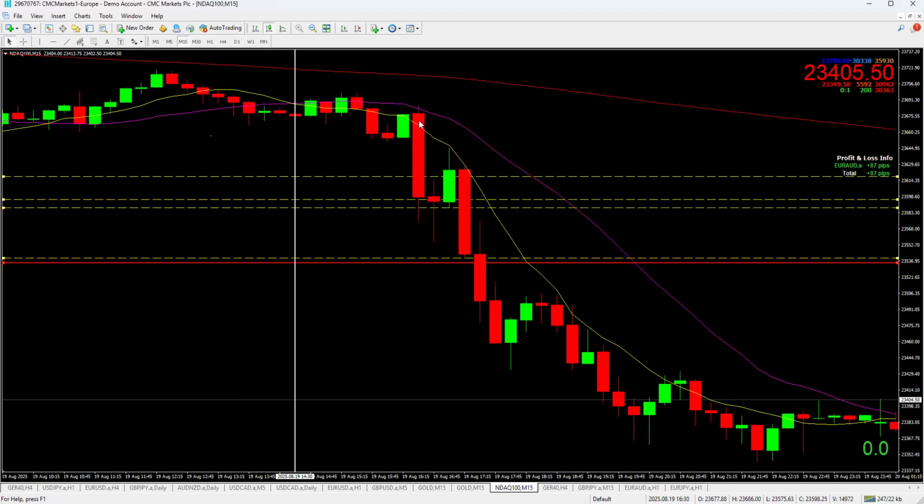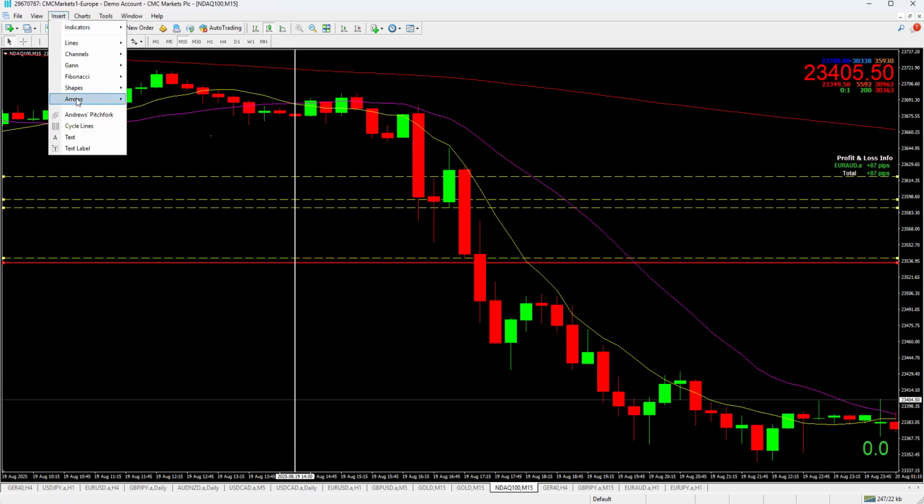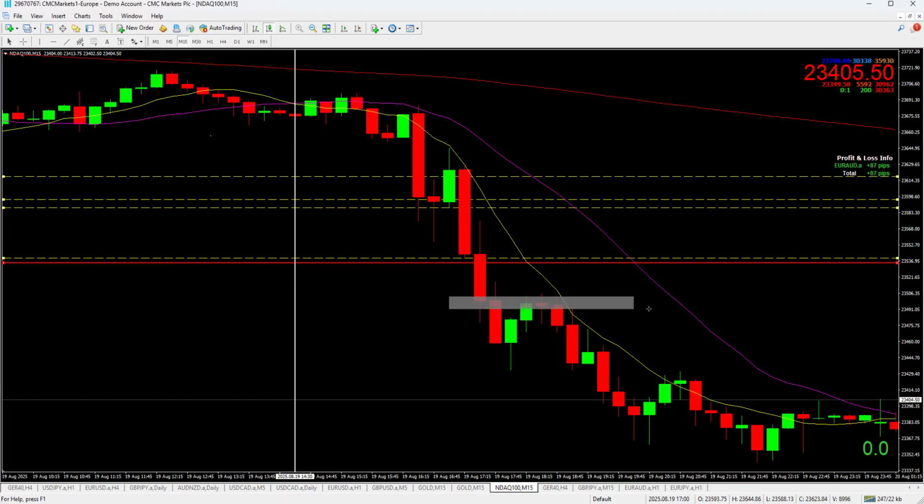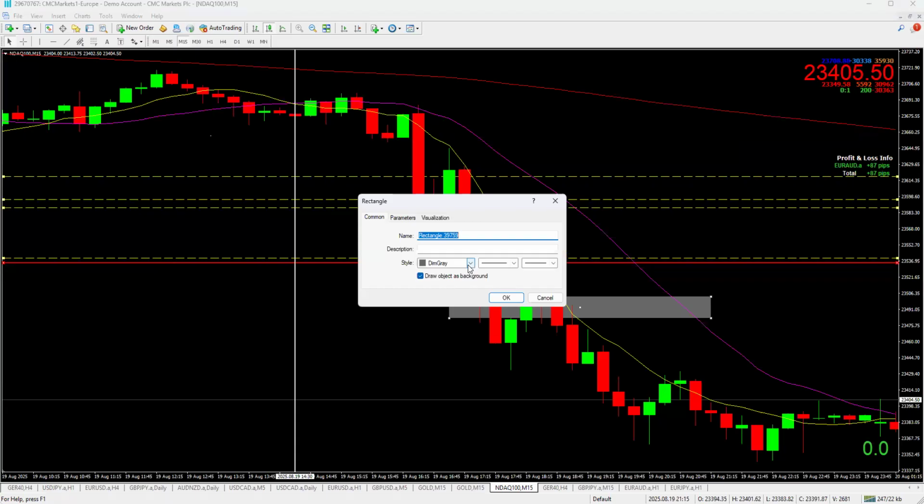For instance, okay, fine, it's dropping. It swings up a bit and continues dropping. This obviously then becomes like an area of resistance. Let's make it blue.